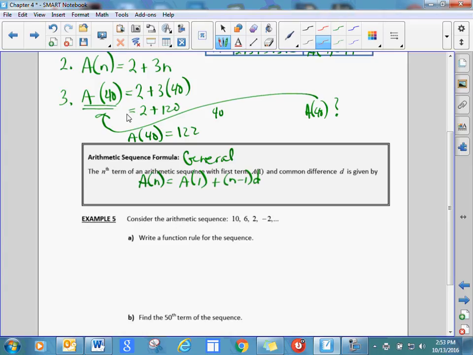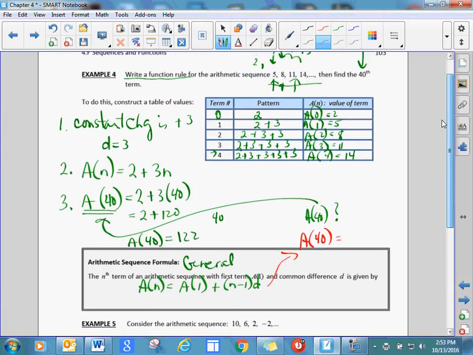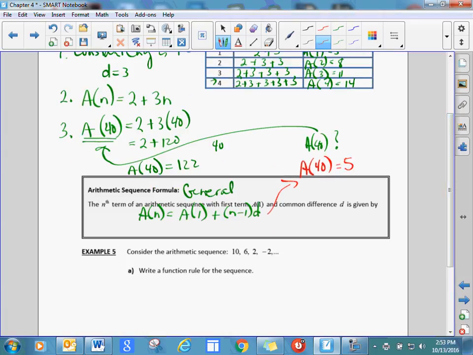So in our rule up here, let's see if we can do this. Our rule up here, a of 40 equals the first, a of 1, so the first one was 5, plus, and we want 40 minus 1. This is, the n is 40. 40 minus 1, which is 39, and the common difference is a positive 3.